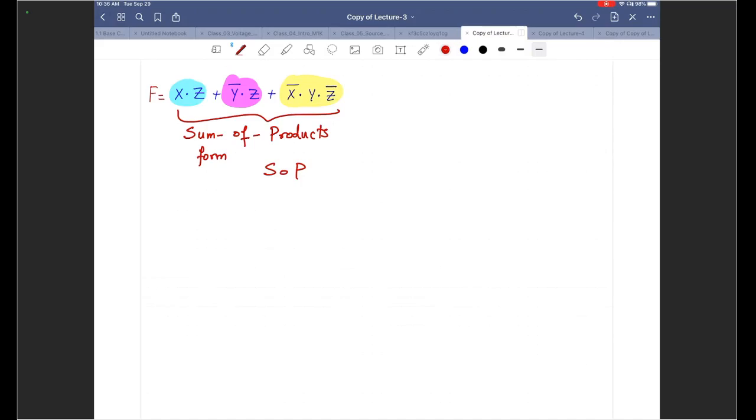Am I missing anything on the chat? Why is my chat window not there? Oh, there it is.